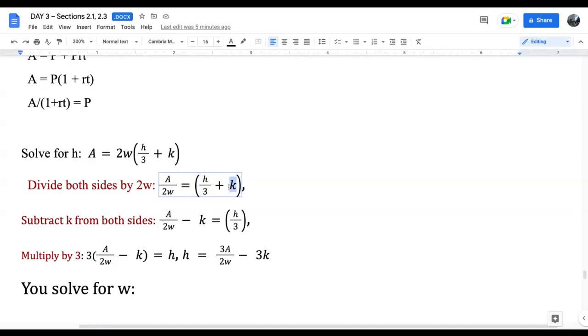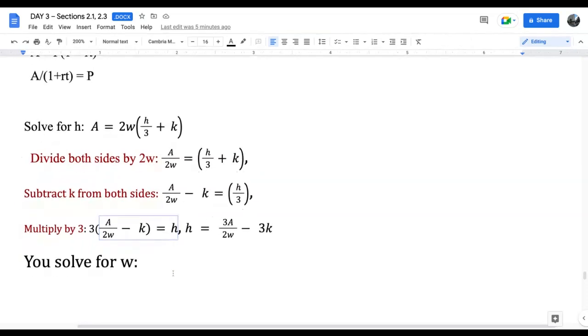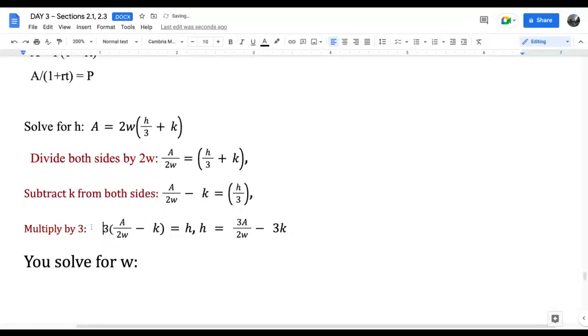Now we see k is another term, so we just move k to the left-hand side. It becomes minus k. Then we see this is 1 third of h, so we multiply by 3. H over 3 times 3 is just h. So we multiply by 3 on this side and you get this. If you want, you could leave this as your answer. Or if you want to distribute the 3, you write h equals 3a divided by 2w, minus 3 times k, that's minus 3k. And that's it.